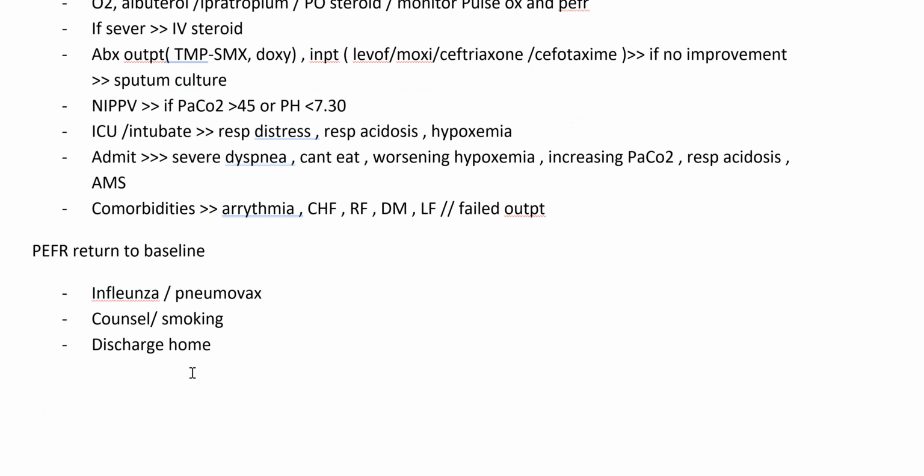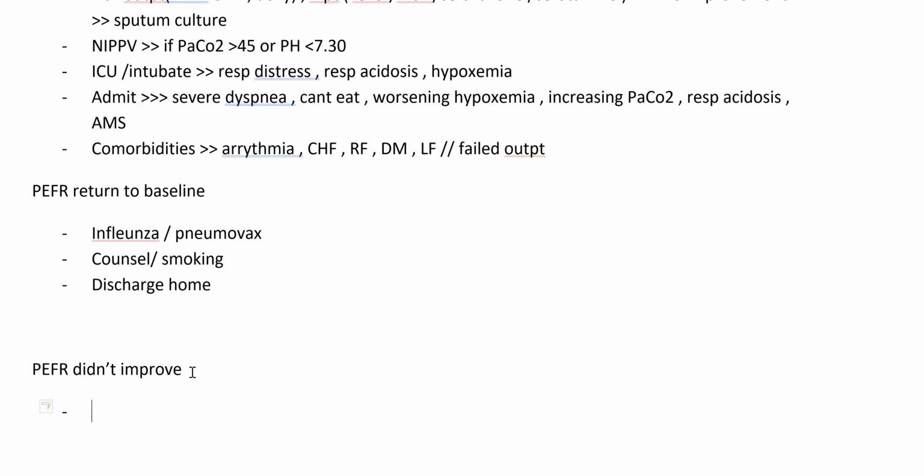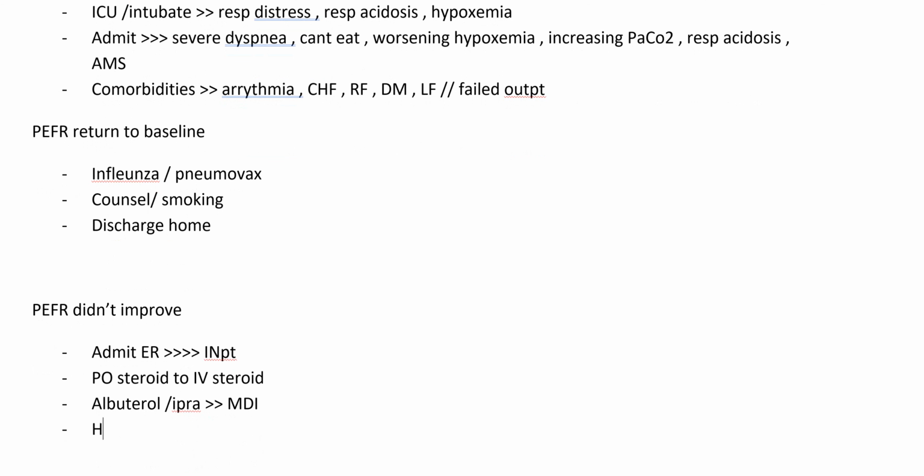But if the peak expiratory flow rate didn't improve, then you switch PO steroid to IV steroid. We would admit to the inpatient unit, regular, if it's in the emergency room. You give albuterol, ipratropium. You can switch it to metered dose inhaler, and you assess home oxygen need.